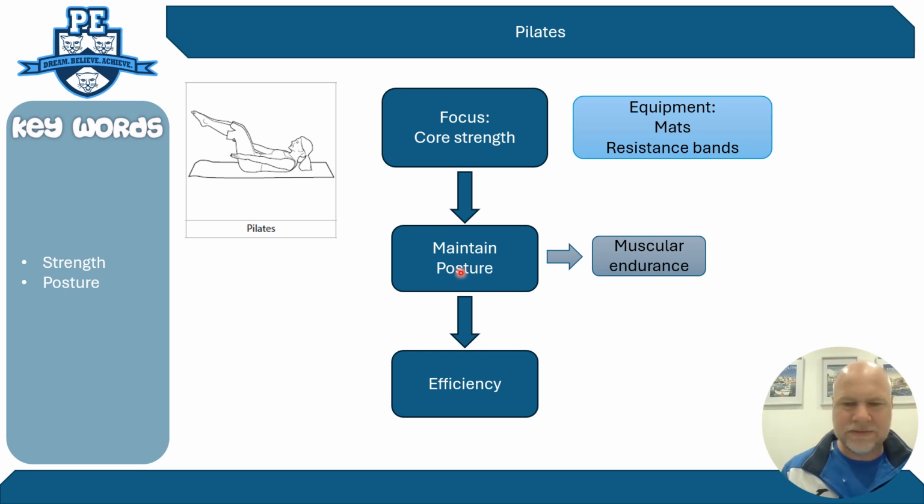Now, linked to maintaining posture and core strength, we could bring in that Pilates could improve your muscular endurance. Occasionally you might need to identify what equipment you need. So try and think, in all of these different activities, that you'll need various bits of equipment. For example, in Pilates, it's generally a mat, and the occasional exercise might require resistance bands.